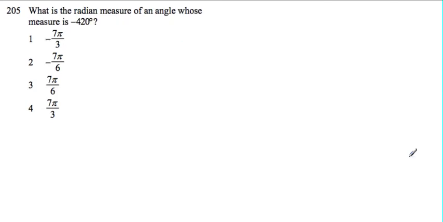Alright, let's look at number 205. What is the radian measure of the angle whose measure is given? So let us look into this one. We are looking for the radian measure x. The formula that I'm using is radian measure over degree measure is equal to pi over 180. If you use this one proportion, then we can go from radian to degrees or degrees to radian.